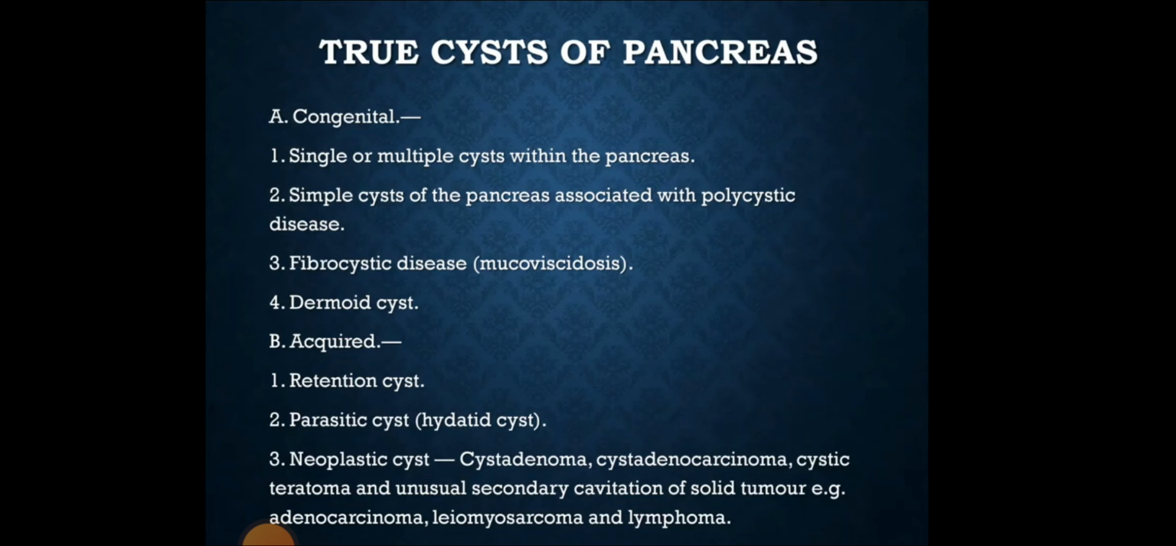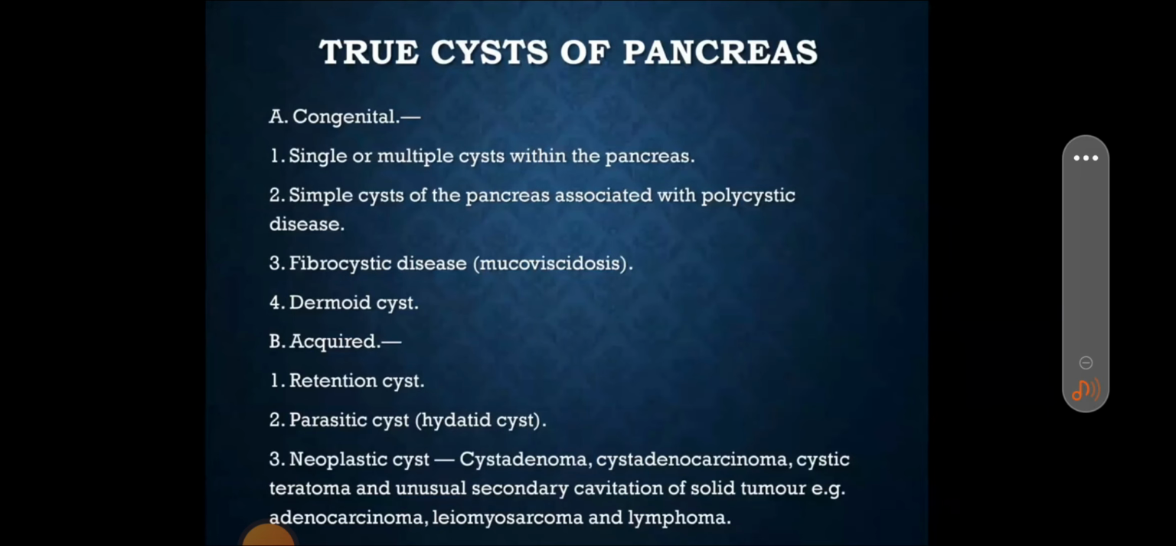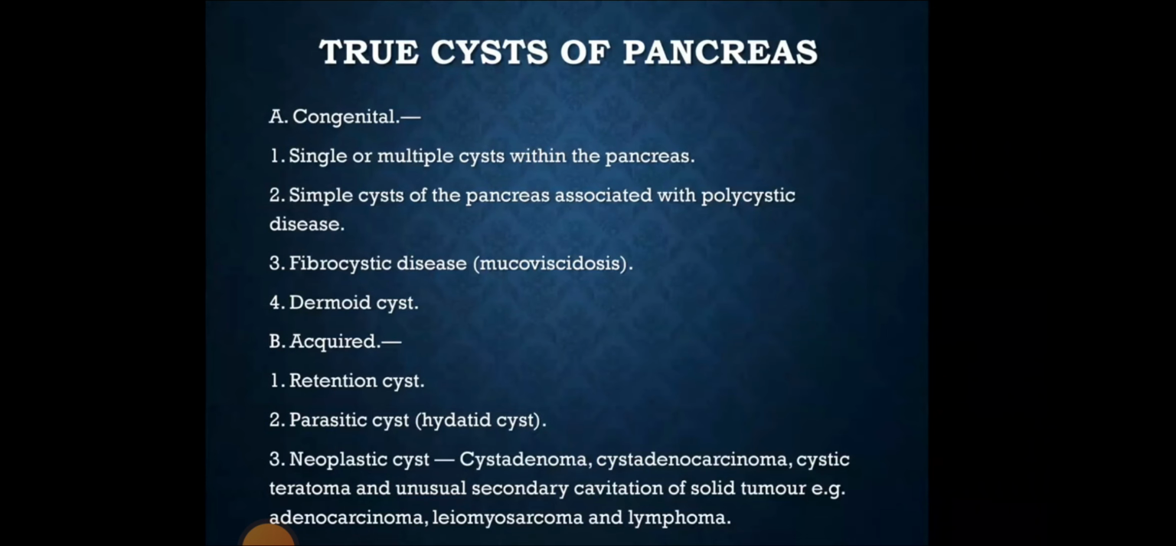In congenital comes single cyst, multiple cyst within the pancreas, then simple cyst of pancreas associated with the polycystic disease, then fibrocystic disease, dermoid cyst, etc. Then in the acquired category comes the retention cyst, parasitic cyst, and neoplastic cyst. That is the main classification of true cyst.